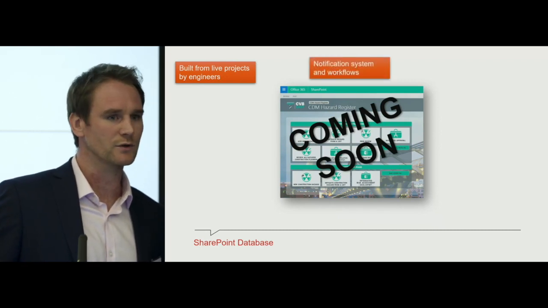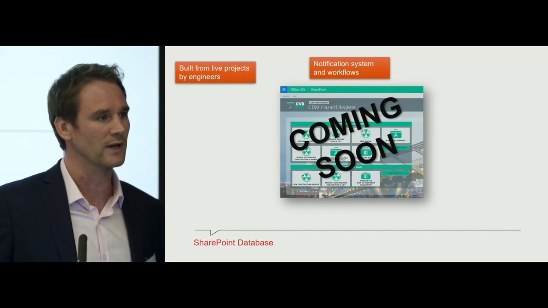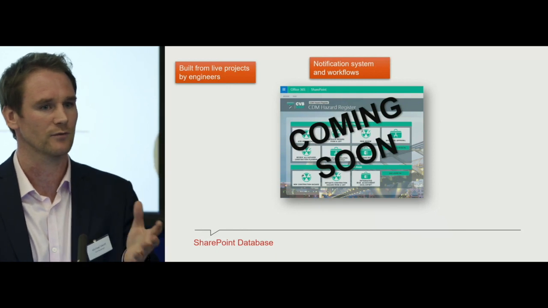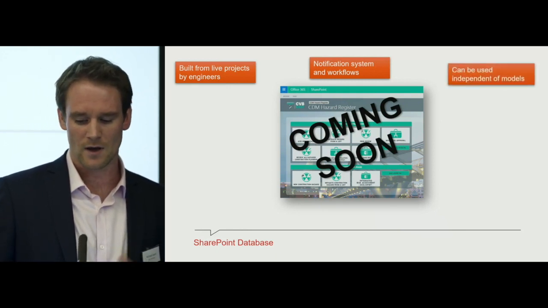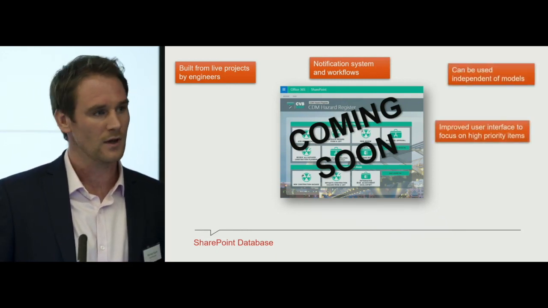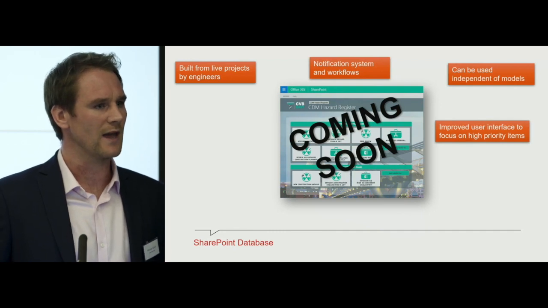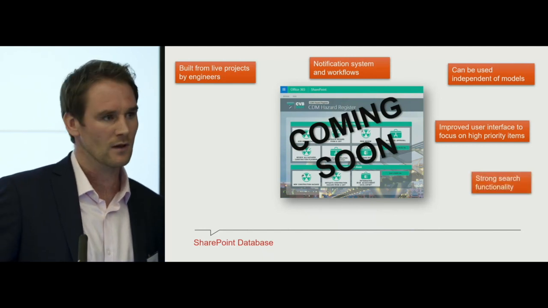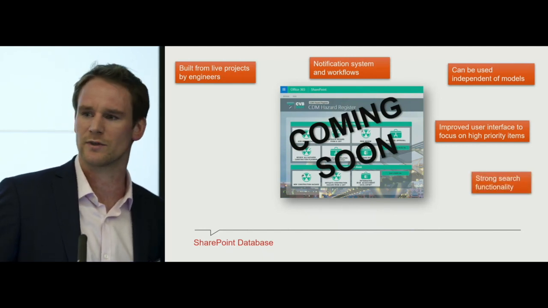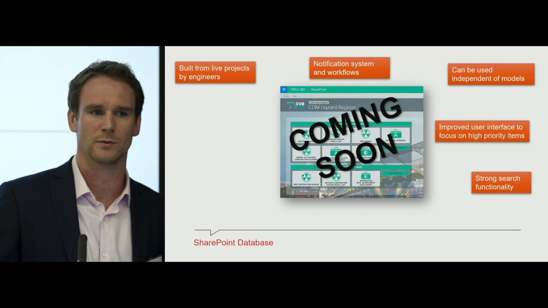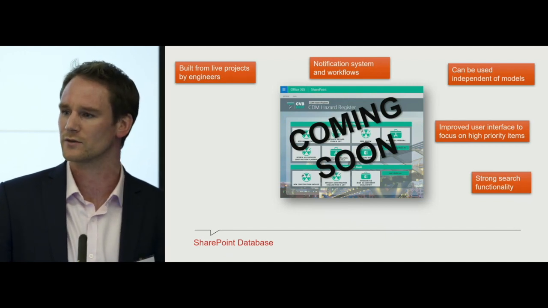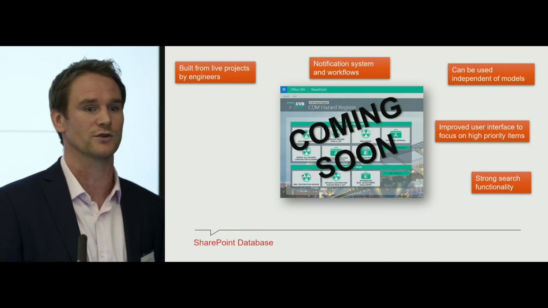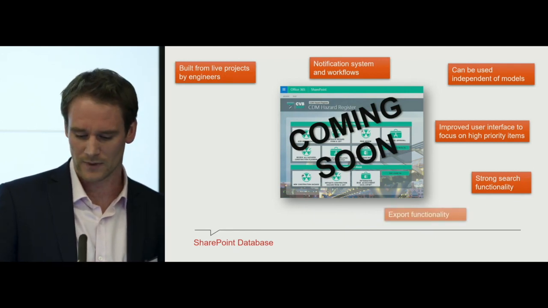Other key things: a notification system, and a workflow to communicate from the designer through to the contractor, incorporating the temporary works, and then through onto operations. It can be used independent of models. We've really thought about the end user. It's got to be really simple to use, so we've worked on the user interface. Strong search functionality was something we found to be a particular problem. Some of these projects have 4,000 plus risks. We need to be able to identify these hazards quickly in our risk reduction and coordination meetings.